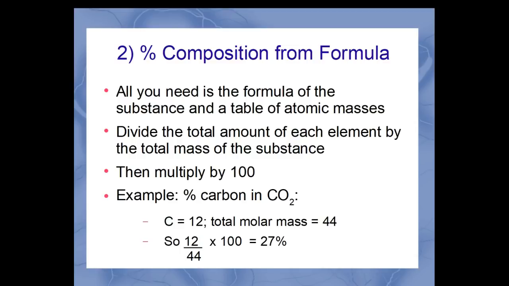In there we have 12 grams of carbon for every 44 grams of carbon dioxide. 1 mole of carbon atoms for every 1 mole of carbon dioxide molecules. So we take the 12 for carbon and divide it by the whole, 44, multiply by 100, and we get 27%.